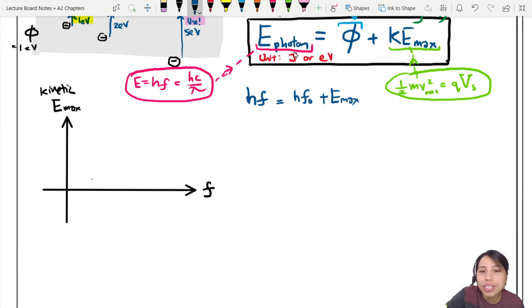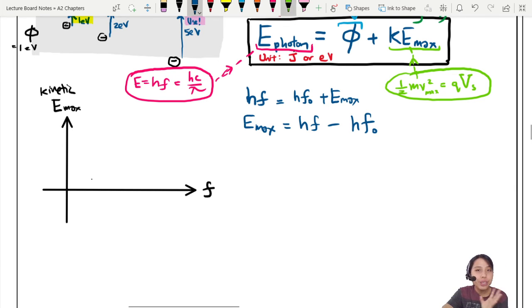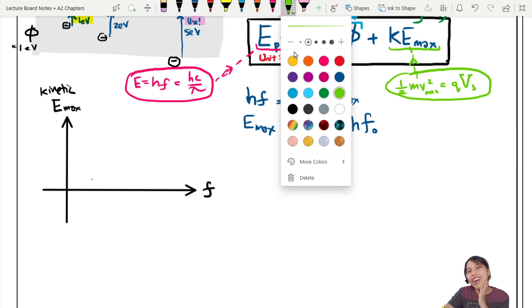So we're going to rearrange this into a linear equation. So we have E max equals to hf minus hf0. Do you recognize this pattern? This is what we call y equals to mx plus c. You recognize it or not? Come, I label for you.